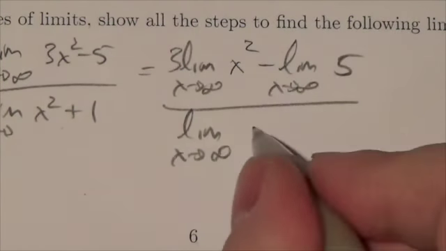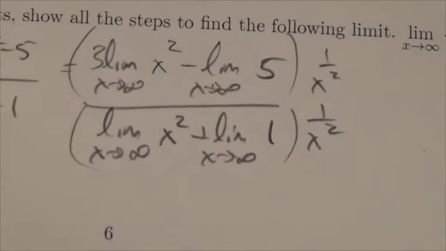Now, we've seen before here that the way to answer this question, because it's a limit as x goes to infinity, is to multiply numerator and denominator. So we'll do it like this. Multiply numerator and denominator by 1 over the highest power in the denominator. That's what we'll do. We'll write it out like that.